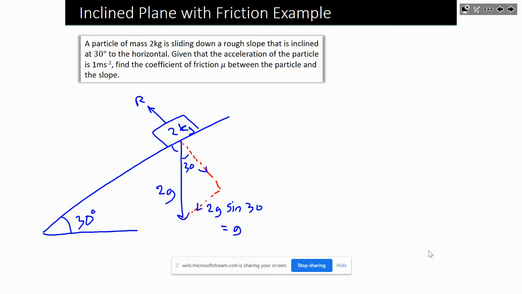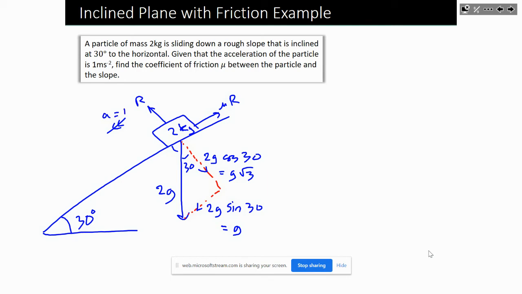And our force here, perpendicular to the slope, is going to be 2g cos 30, which, cos 30 is root 3 over 2, so it's going to be g root 3. We're going to have friction, and the coefficient of friction is what we're trying to find, so it's going to be mu R, and our acceleration is down the slope at 1 meter per second squared.